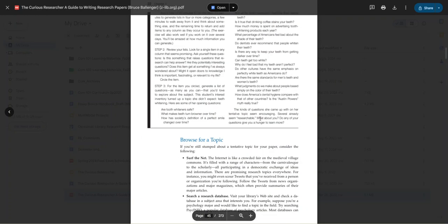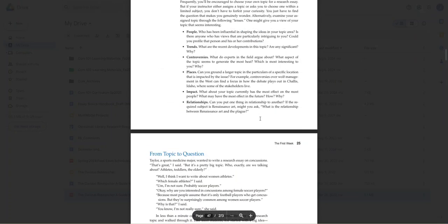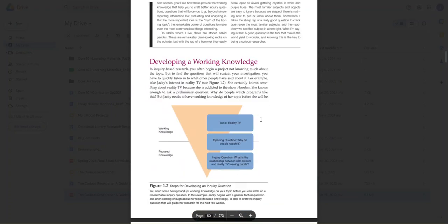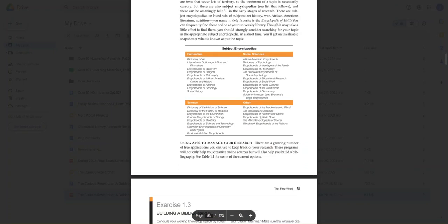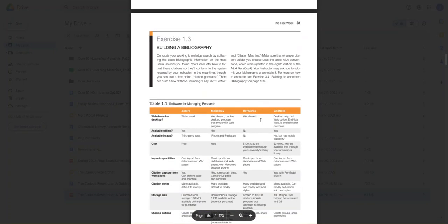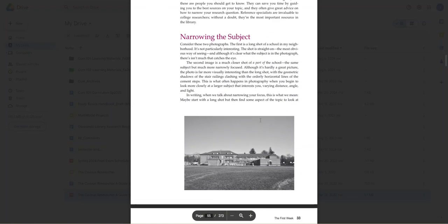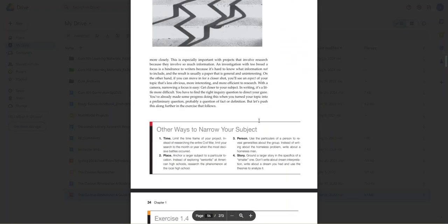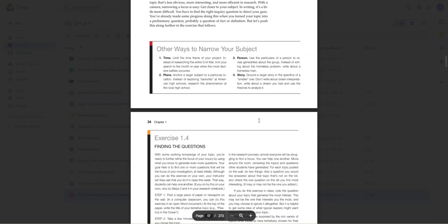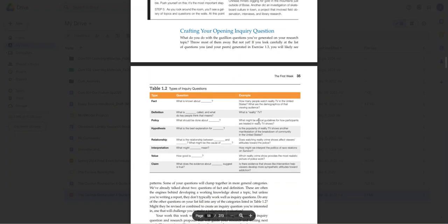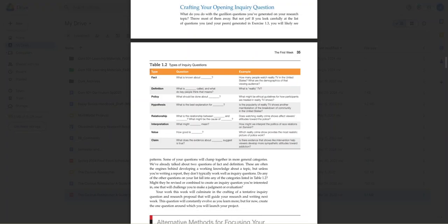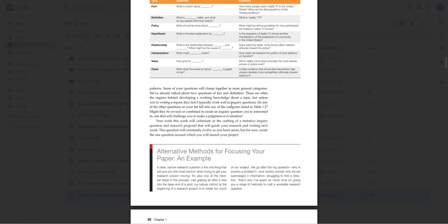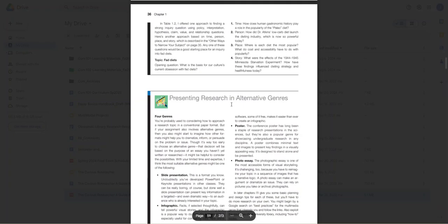If I get over to, let's see, page 34. Let me scroll here real quickly. Here we go. I think chapter 1 is a good read all the way around. You're going to build that bibliography. Okay, you might want to think about narrowing your topic a little bit. And then if you want to look for inquiry questions, Table 1.2 has all sorts of nice inquiry questions for you. All right.